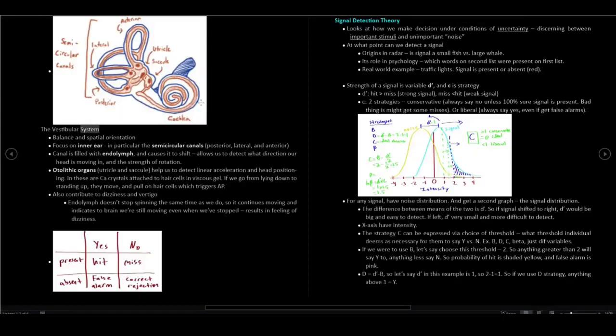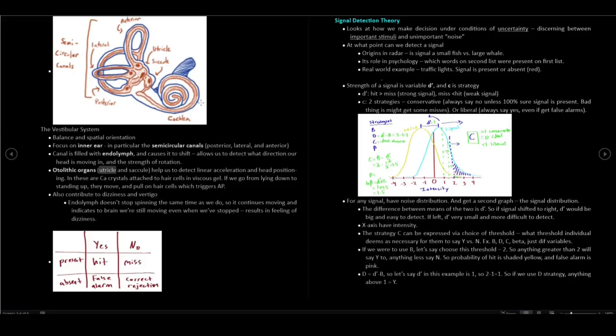The vestibular system: balance and spatial orientation. Focus on the inner ear, in particular the semicircular canals: posterior, lateral, and anterior. The canal is filled with endolymph, and its shifting allows us to detect what direction our head is moving in, and the strength of rotation.